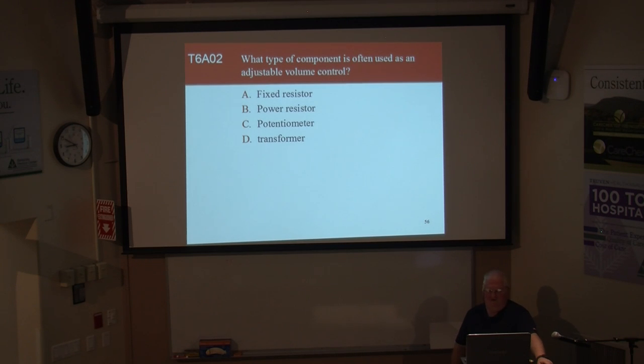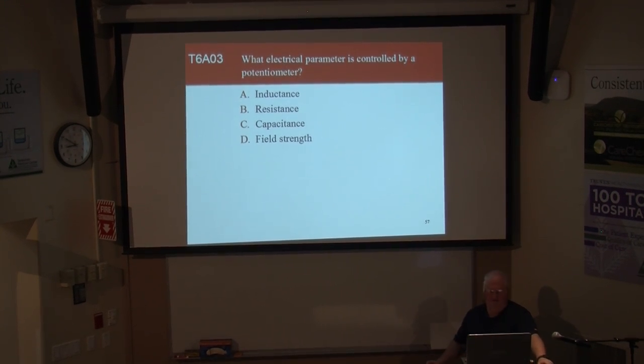What type of component is often used as an adjustable volume control? That's the potentiometer. What electrical parameter is controlled by a potentiometer? I got a D and I got a B. Okay. Potentiometer varies the resistance of a circuit.